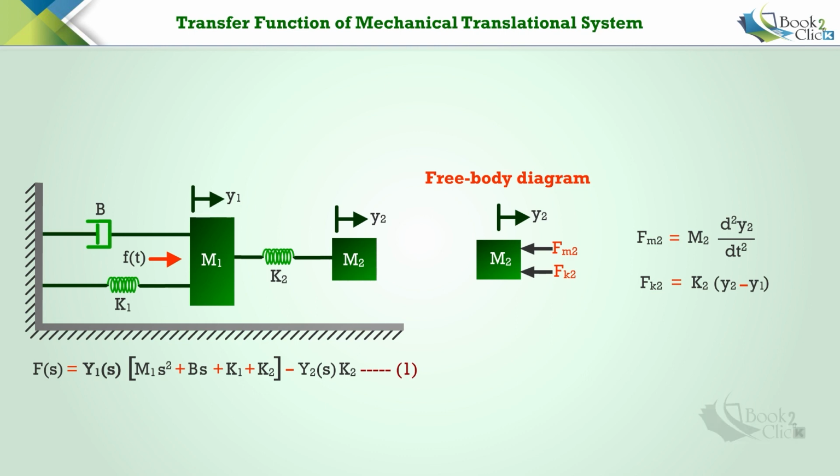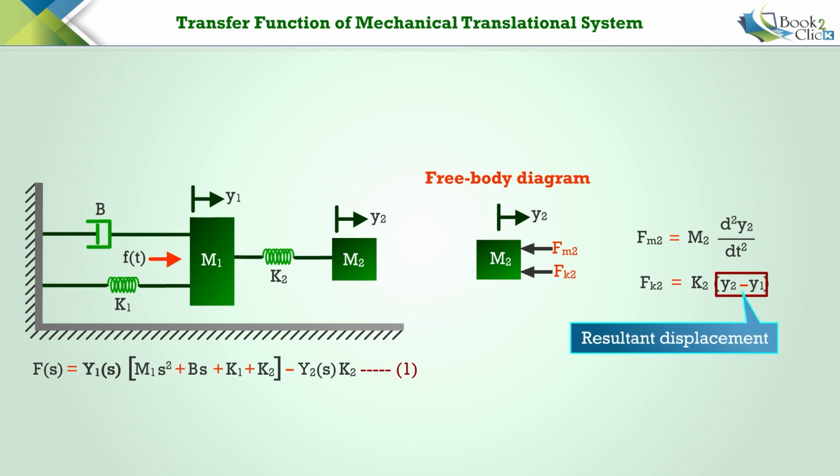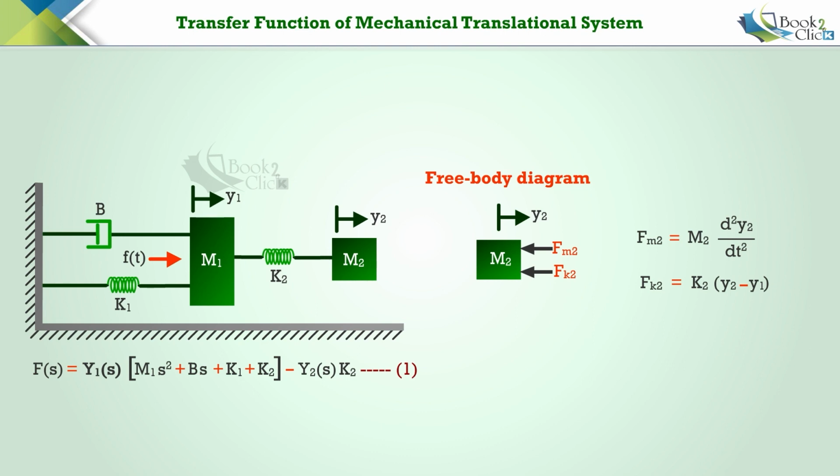Since the spring K2 is subjected to the displacements y1 and y2, we should consider the resultant displacement while calculating the opposing force. Here we are referring to the mass body m2, and the displacement corresponding to m2 is y2. So, we should subtract y1 from y2 to calculate the resultant displacement. The differential equation for free body diagram m2 is F m2 plus F K2 equals 0. Substitute the known values of opposing forces in this equation.